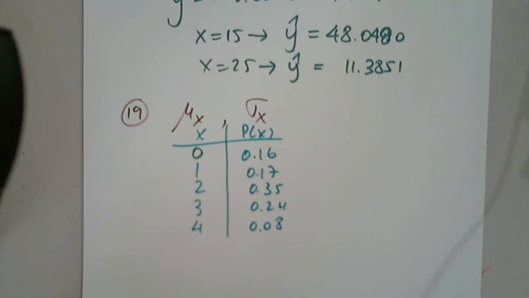This is the custom one. So please enter 0, 1, 2, 3, 4. And then the probabilities: 0.16, 0.17, 0.35, 0.24, and 0.08. I did not check, but I trust you fully that you checked and this is okay.